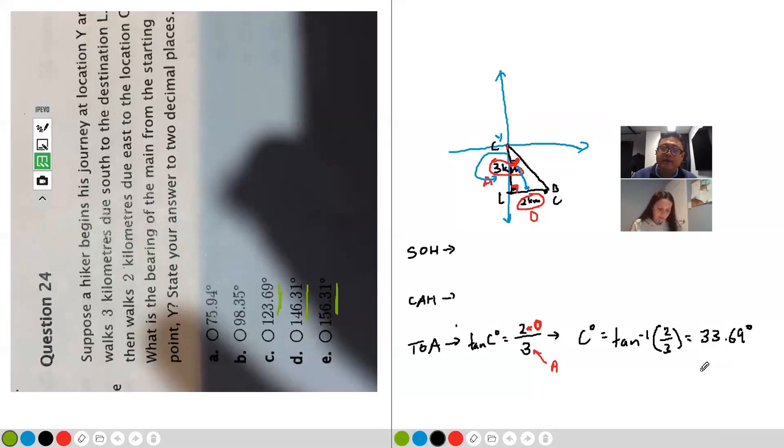And so what have we just found? We just found that little angle C. So we've just found this angle here, right? So how would we find the bearing? And the bearing will be from north, won't it? So the bearing is that there. So do the 90 minus the 33.69.